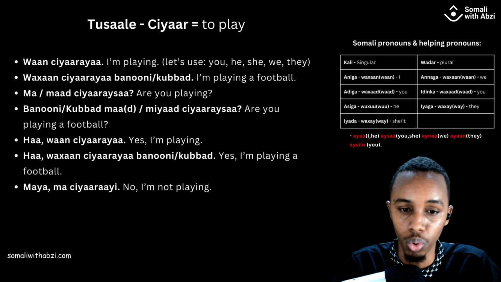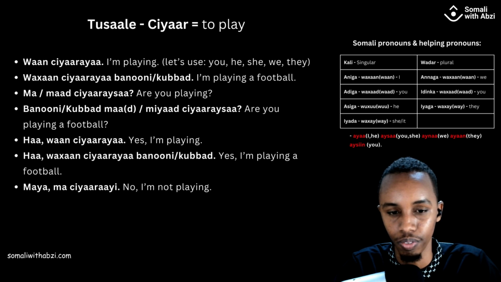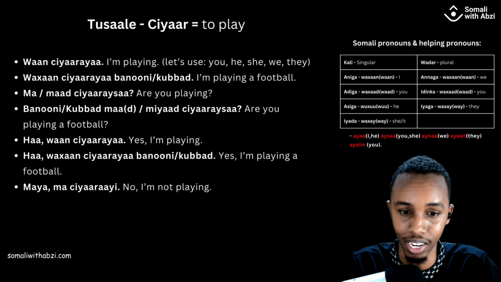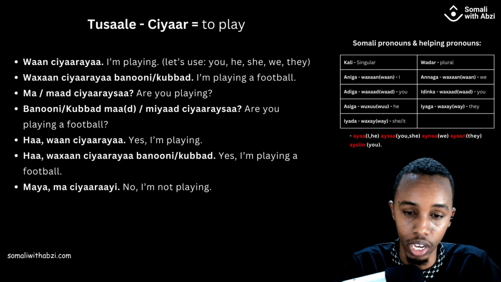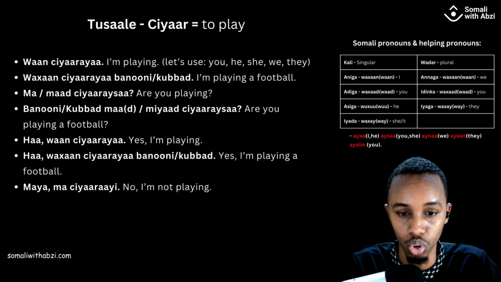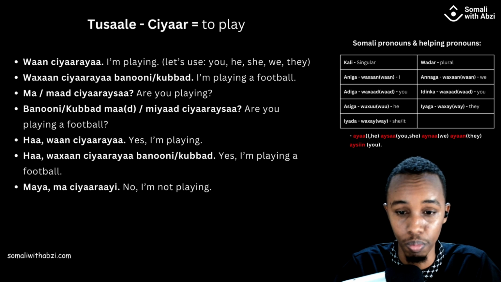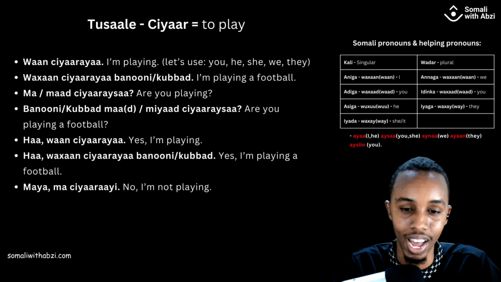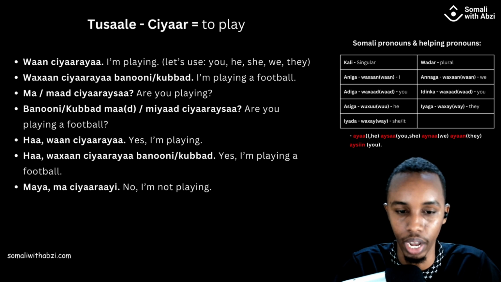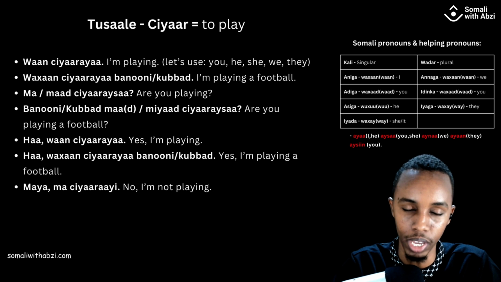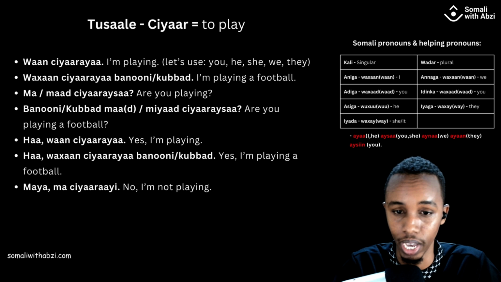Okay, so for a question, you just need the question word ma or maad, depending on konfur or waqooyi Somali. So ma ciyaaraysaa or maad ciyaaraysaa. And then you can also make a complete sentence. Banoni ma ciyaaraysaa or kubad miyaad ciyaaraysaa. For the answer, ha waan ciyaaraya. You can also say ha, or you can only say waan ciyaaraya. For a complete answer, ha waxaan ciyaaraya banoni, or ha waxaan ciyaaraya kubad. But that's not helpful. You already know that. So you just say ha only, or just say waan ciyaaraya. For a negative answer, the vowel i is very useful at the end of the verb. So maya, ma ciyaaray. Just say maya or just say ma ciyaaray.